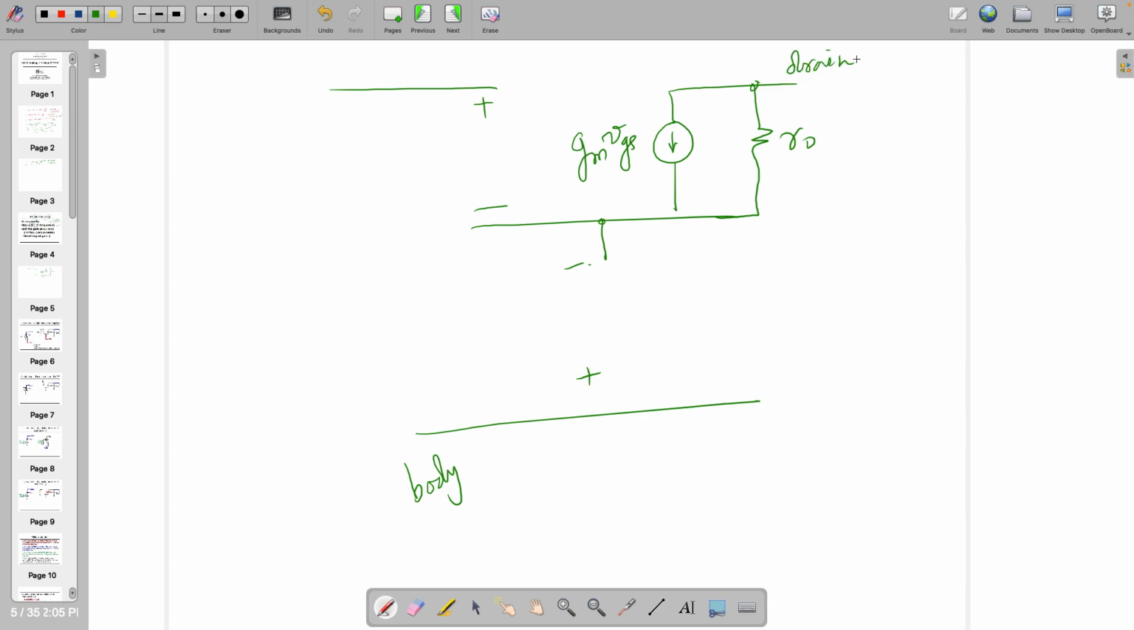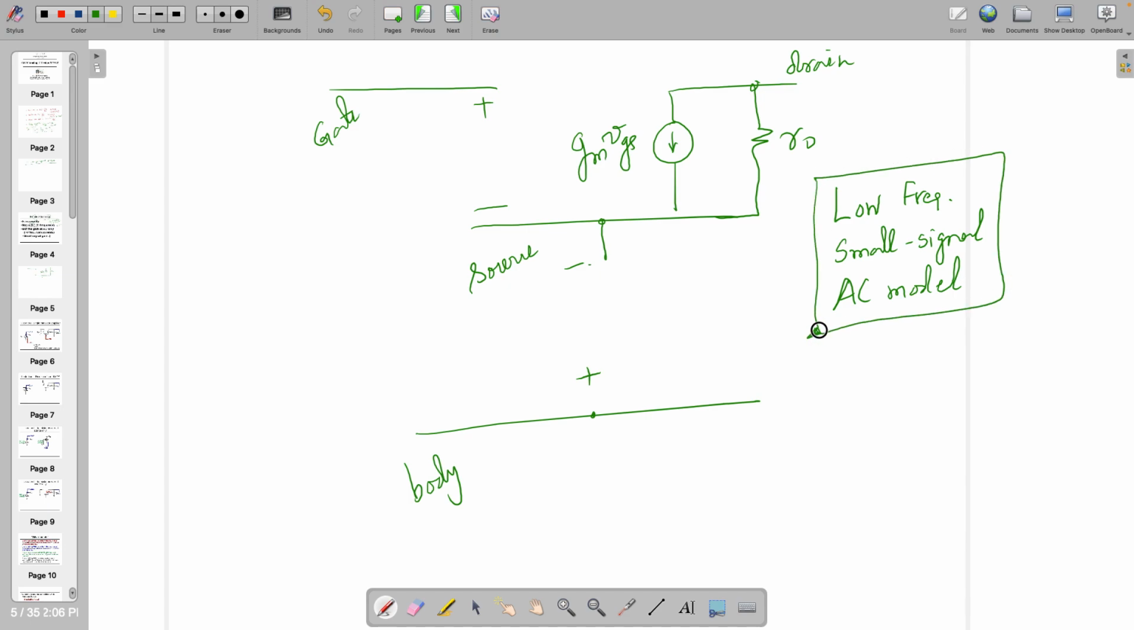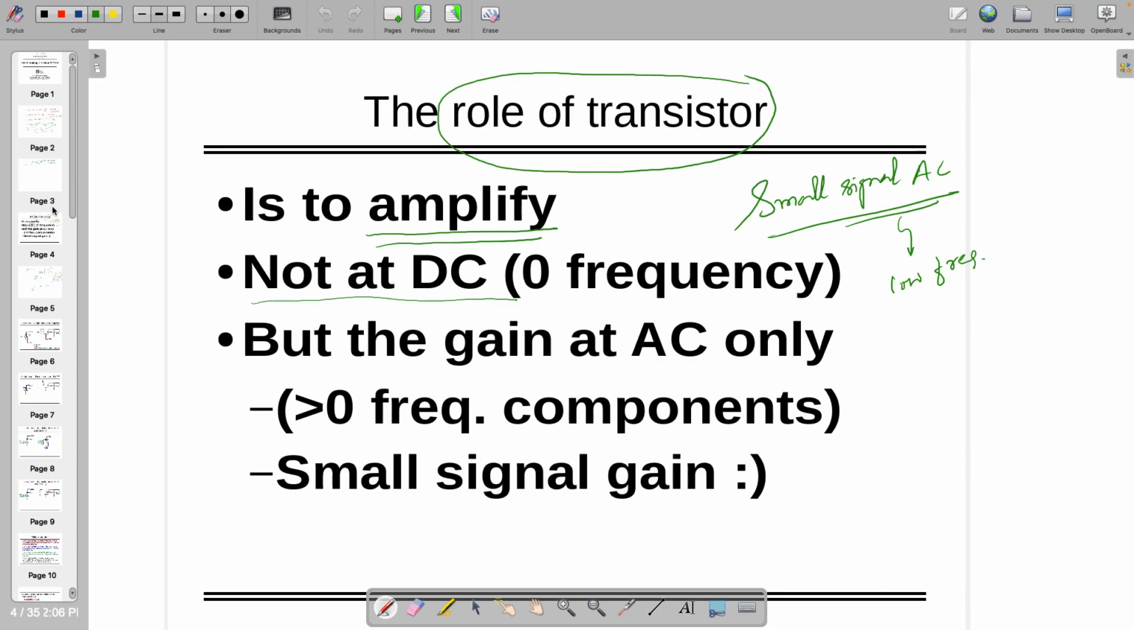So this is the actual model, including channel length modulation as well as body effect. This is how it will look. So in that case, this is the low frequency, still not at 0, not at DC, low frequency small signal AC model. High frequency will have capacitance. We'll study that maybe later on, in different chapters.